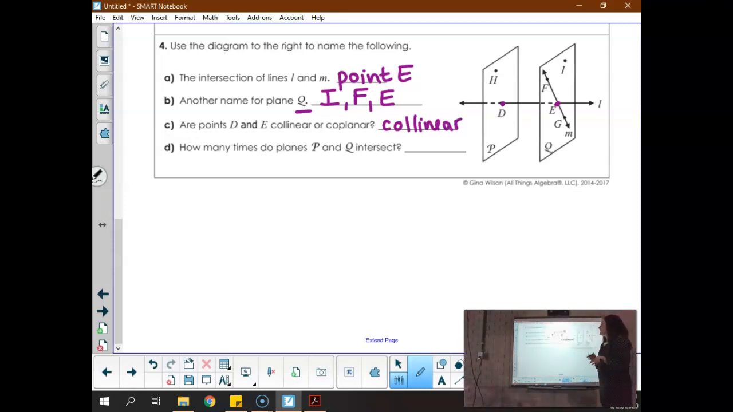Finally, how many times do planes P and Q intersect? I would say they don't. They don't appear that they do. It appears like you're dealing with 2 walls in your bedroom that don't meet at an edge.